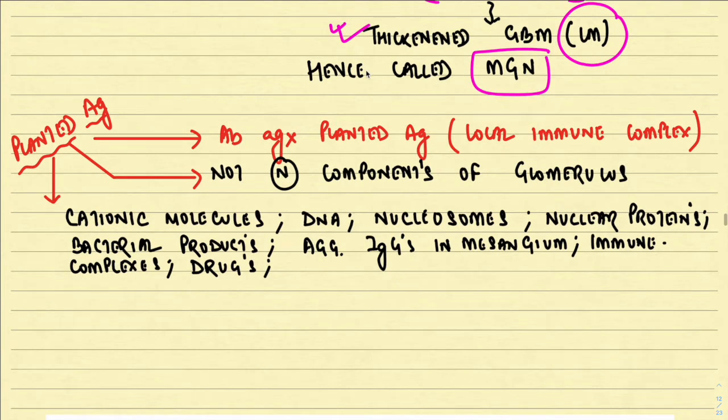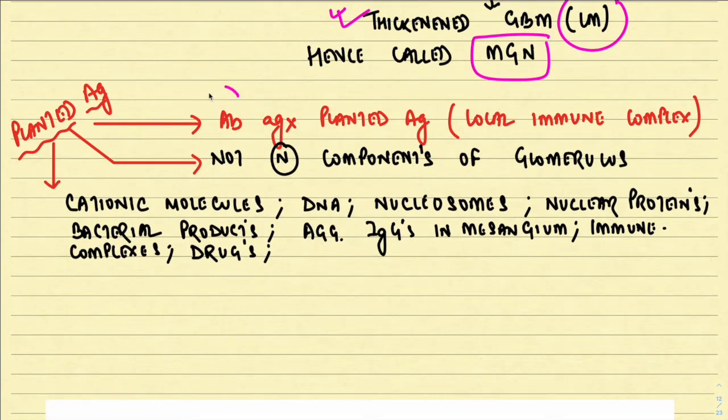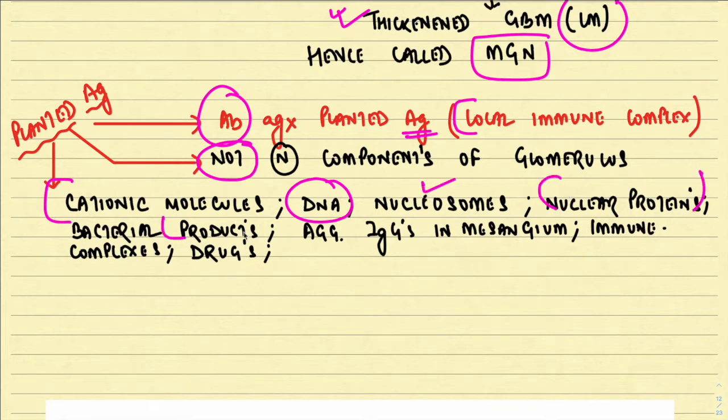Similarly, we can have planted antigens also. Antibodies will form against the planted antigens also in the local immune complex manner. Now these planted antigens are not a normal component of the glomerulus. So what are these planted antigens? These are certain cationic molecules, DNA molecules, nucleosomes, nuclear proteins, bacterial products, aggregated large proteins, for example aggregation of immunoglobulins in the mesangium, immune complexes as well as drugs. So these are the planted antigens which can get planted in the kidney and then lead to in situ immune complex formation.